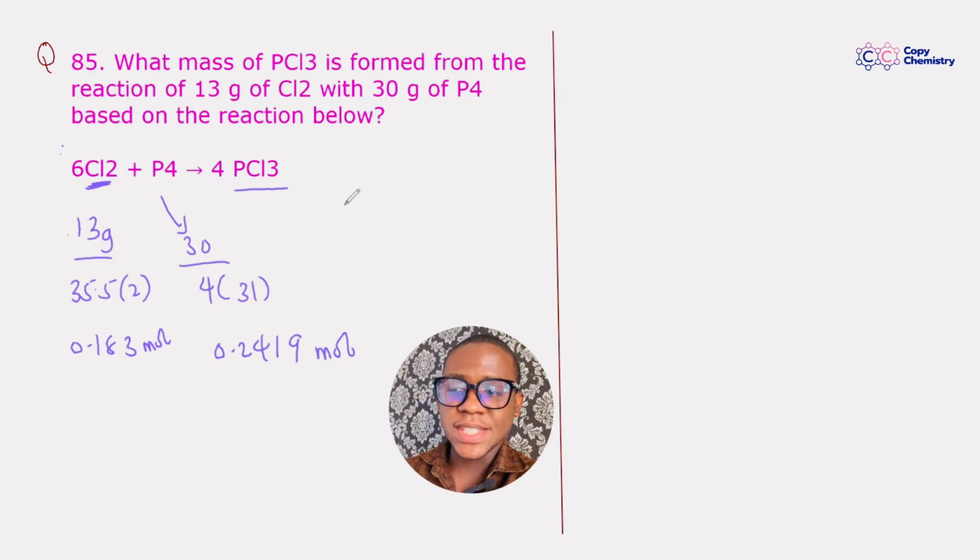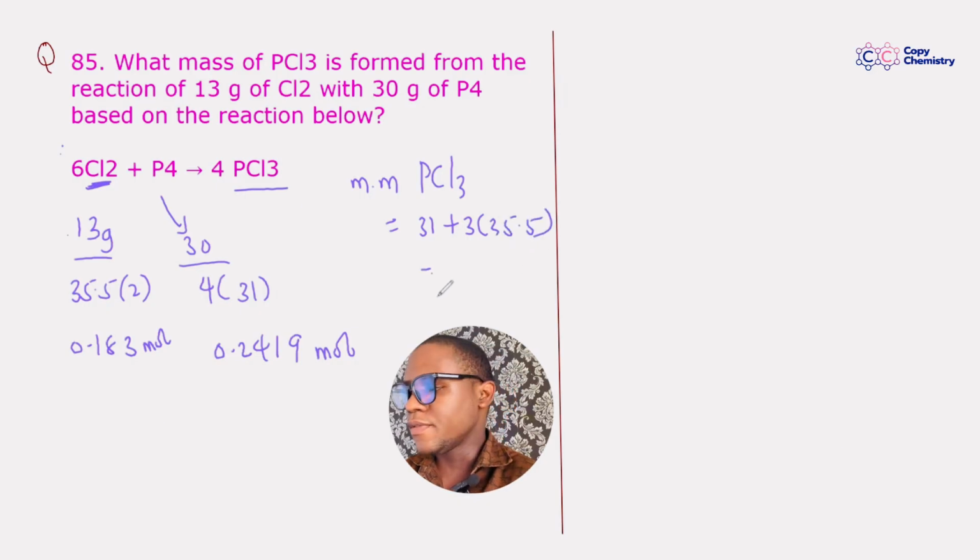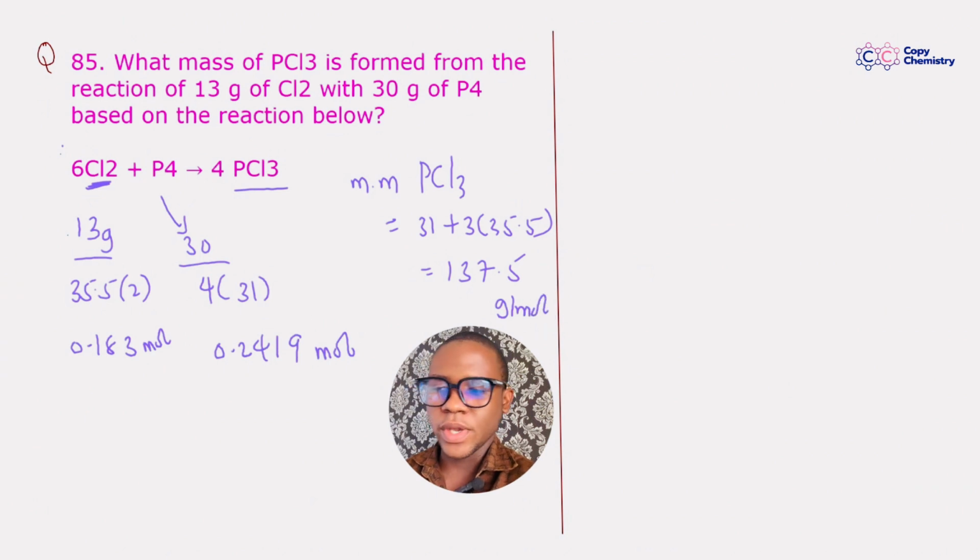Let's just do this on the side. What's the molar mass of PCl3? Phosphorus is 31, and then 3 times chlorine is 35.5. So you should solve all that. You probably have 137.5 grams per mole. Okay, so let's keep that aside.